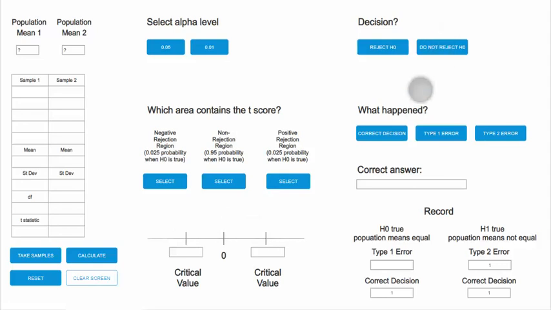And then after that, when you click on one decision or the other, it's going to reveal the population means. And then at that point, you can decide if you made a correct conclusion or an incorrect conclusion about the populations. Then you pick one of these, and it'll tell you if you picked the correct one. It'll check your answer. Then finally, click on reset. It'll update your record, and you can go on to the next round of the simulation.